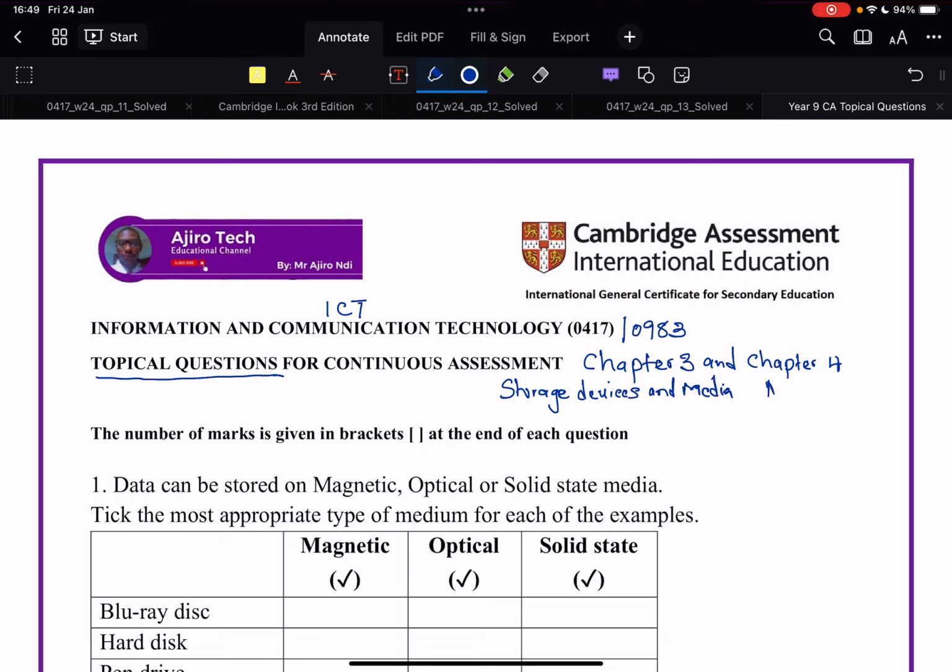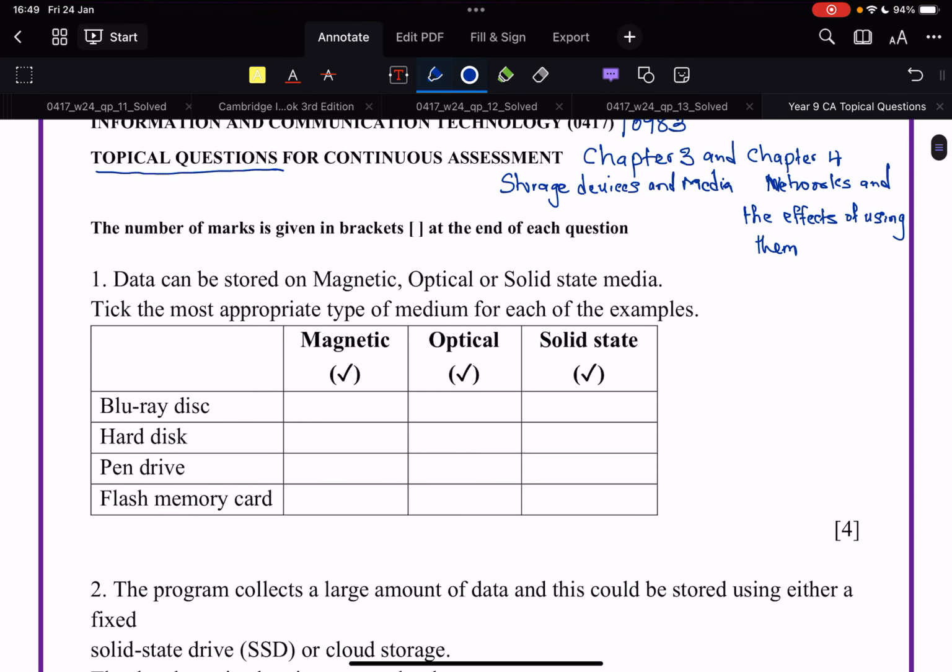And chapter 4 talks about network and the effects of using them. So these are the two topics in these topical questions that we'll be talking about. So let's look at this first one.